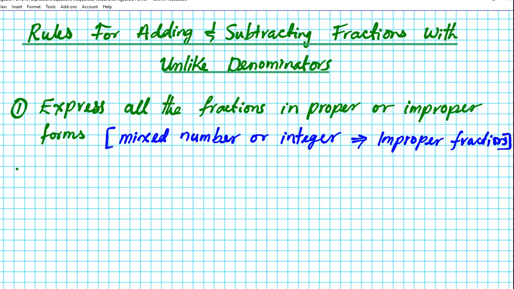And then sometimes you might have fractions with adjacent signs in between them. So in that scenario, what you simply do is multiply adjacent signs where applicable. Okay?